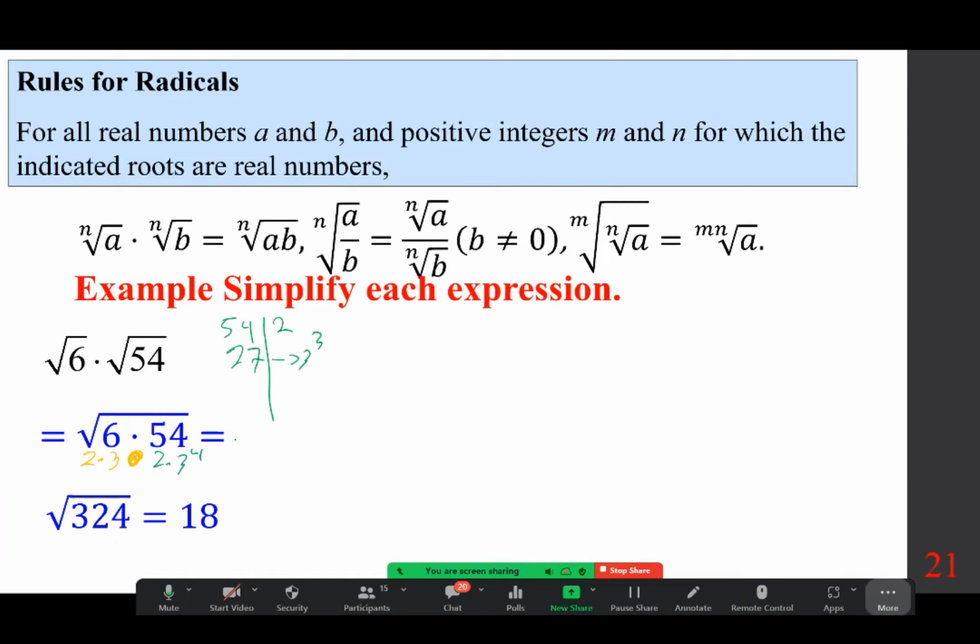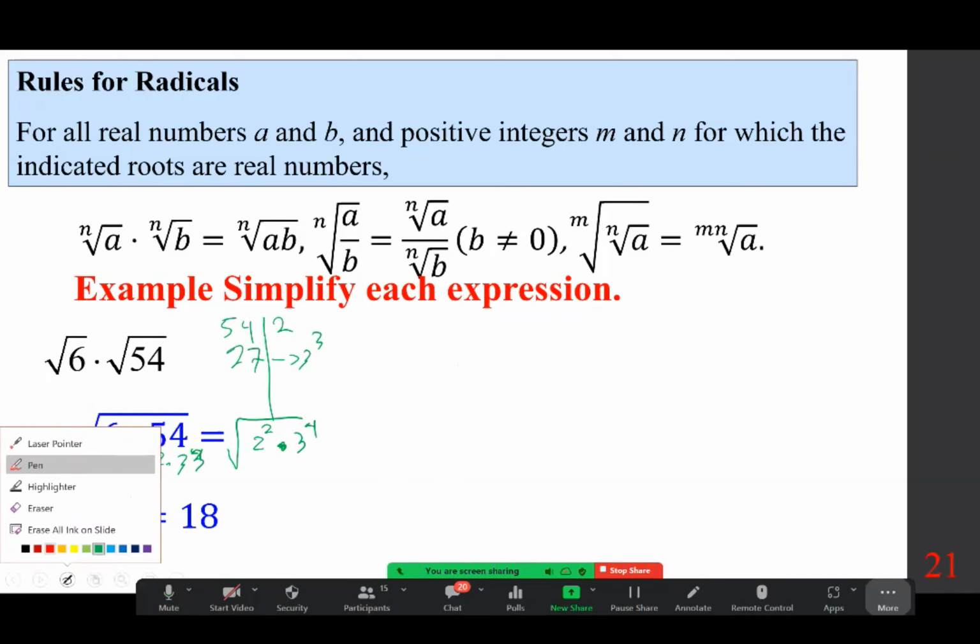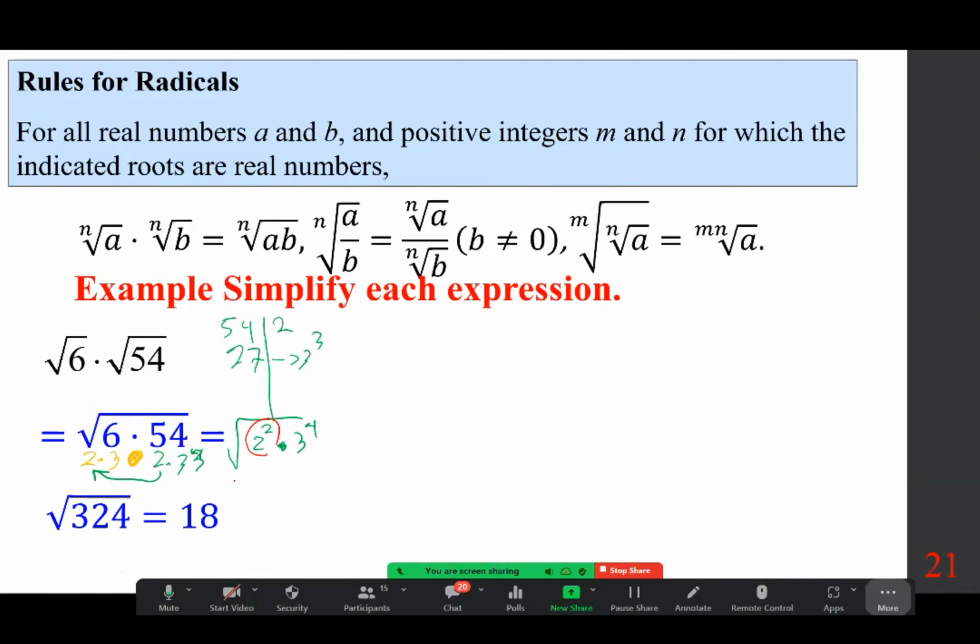So what you're looking at is the square root of 2 squared times 3 to the power of 4. And so, everybody, 2 squared comes out as 2. 3 to the power of 4 comes out as 3 squared, which is 9. 2 times 9 is 18. You can do that.